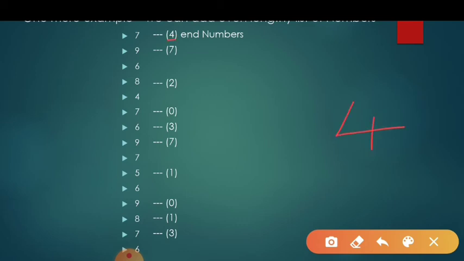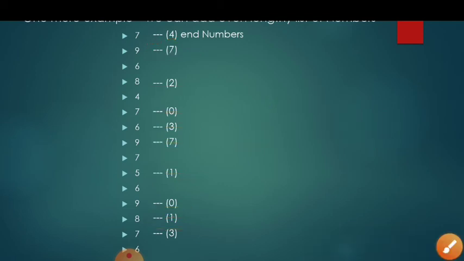Now count all these. 1, 2, 3, 4, 5, 6, 7, 8, 9, 10. Right, here 10. It means 104 is your final answer. Check the answer. 104 is your final answer. If you understand this method, then this method is very easy in the world. For understanding this method, it is difficult, but when you understand it properly, then this method is very easy in this world.